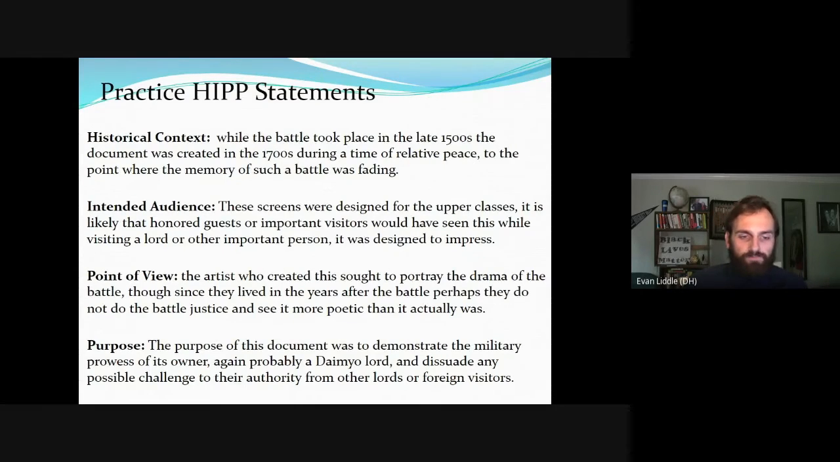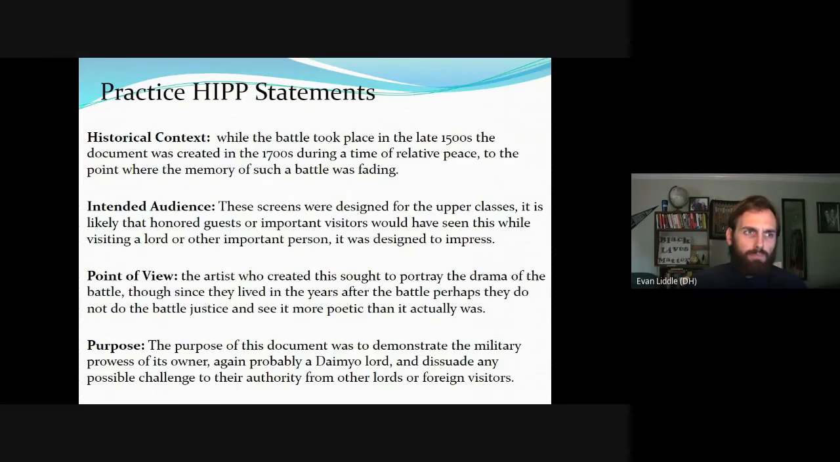And so purpose, right? Now, I'm going to state up front, and as I always like to remind students, not every document is good for every HIPP statement, right? Some HIPP statements work better with certain documents than others. And I don't think this is a very good purpose. This is not a good document to do purpose with, right? I would argue, though, if you are going to attempt purpose, that the purpose of this document was to demonstrate the military prowess of its owner, probably a lord, a daimyo.